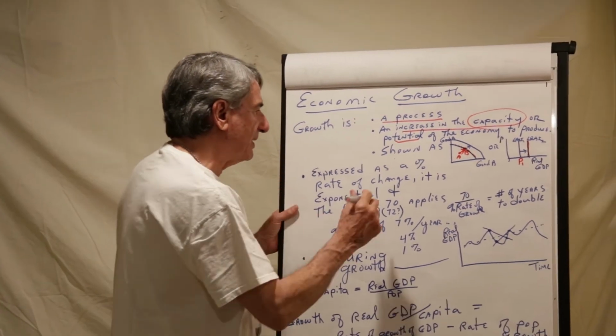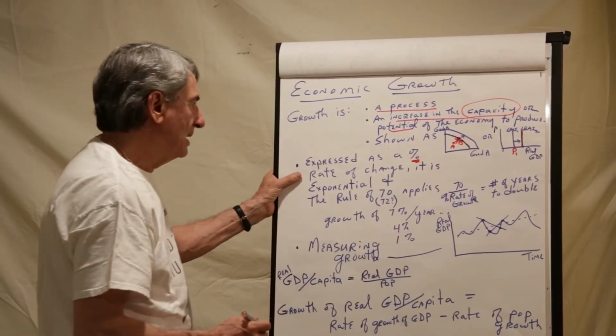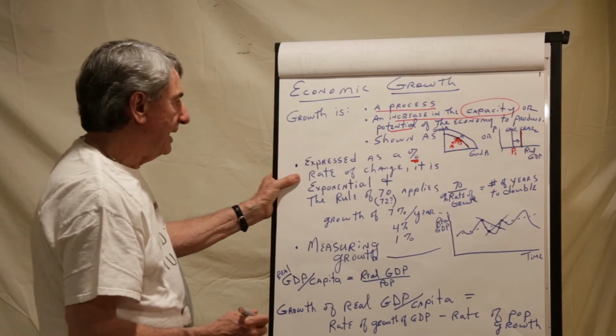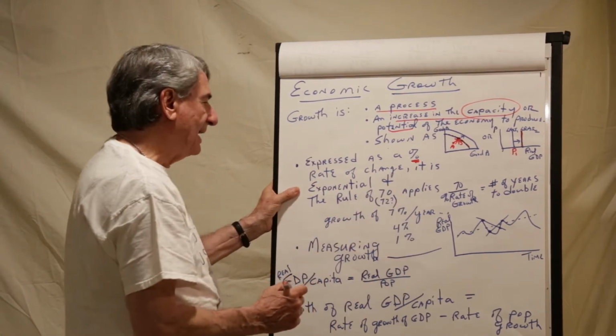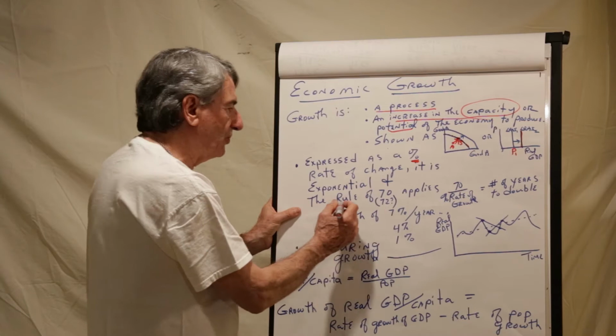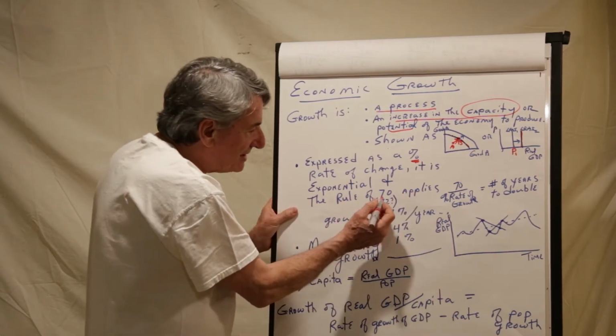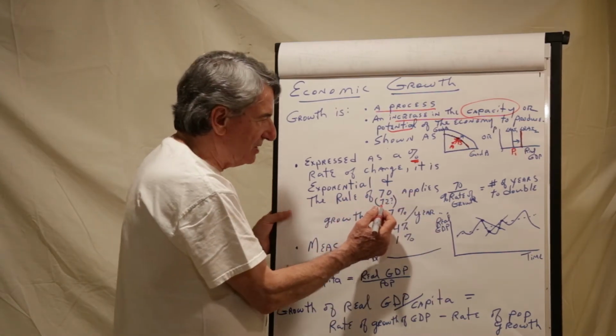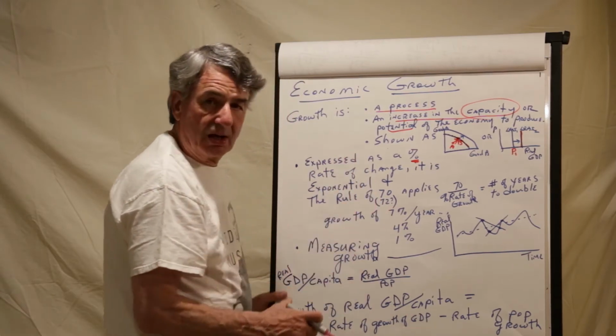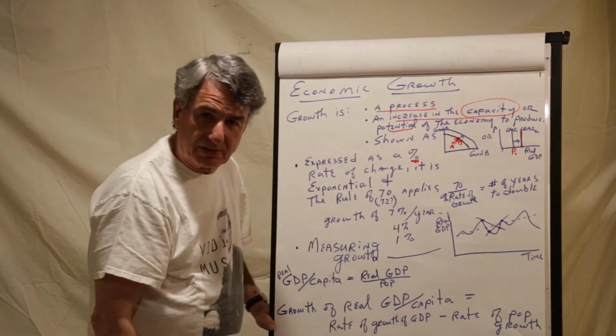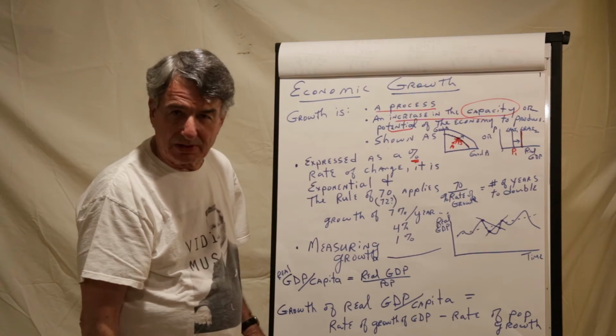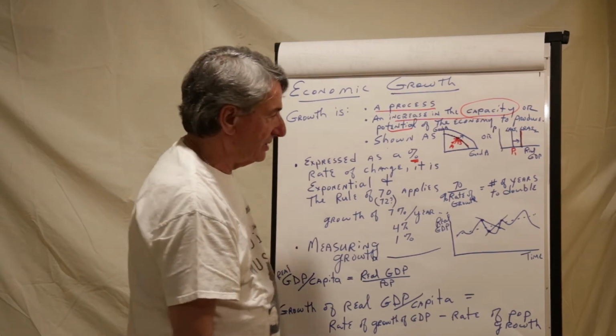Economic growth is expressed as a percent. So that is a rate. So it's a rate of change, and it is exponential, and the rule of 70 applies. I use 70. A lot of people call it the rule of 72, but apparently 70 is more accurate, according to Professor Richard Zucker, the esteemed mathematician at our lovely institution.